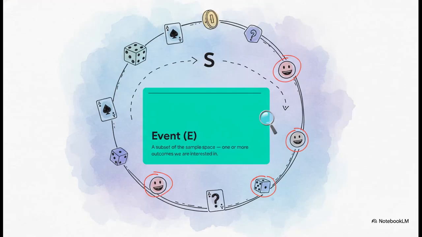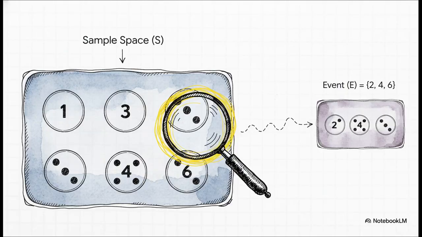All right, so if the sample space is the whole map, then the event, which we call E, is the treasure you're looking for. It's the specific thing or group of things you actually want to measure. It's always going to be a smaller piece taken from that bigger map. So let's say we're hunting for the event rolling an even number. What's our treasure? We'll just look at our map, our sample space, and pull out everything that fits the bill. In this case, that's the 2, the 4, and the 6. That little set is our event.